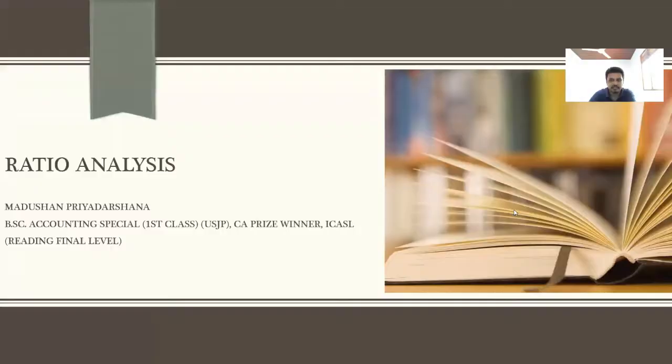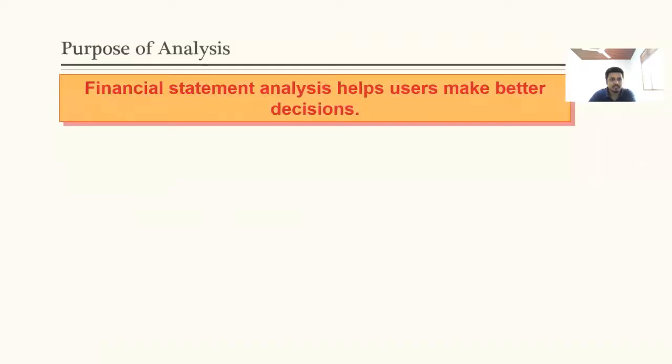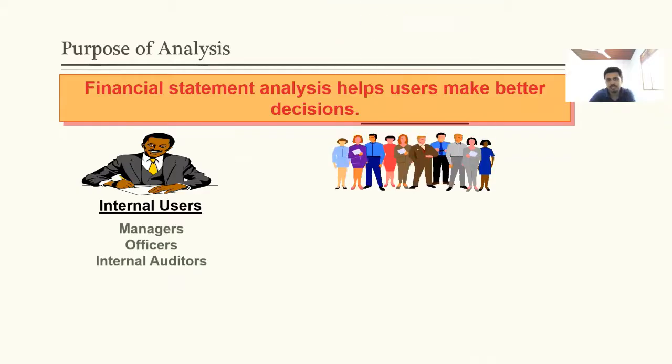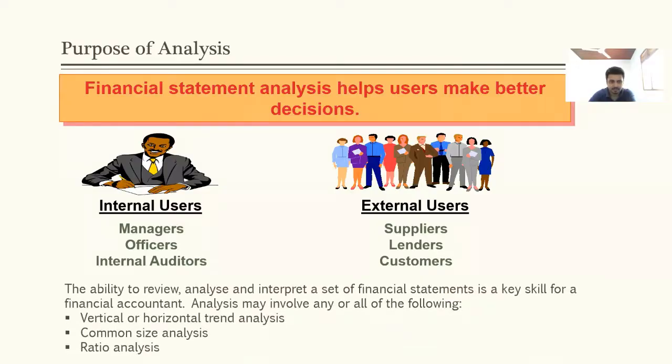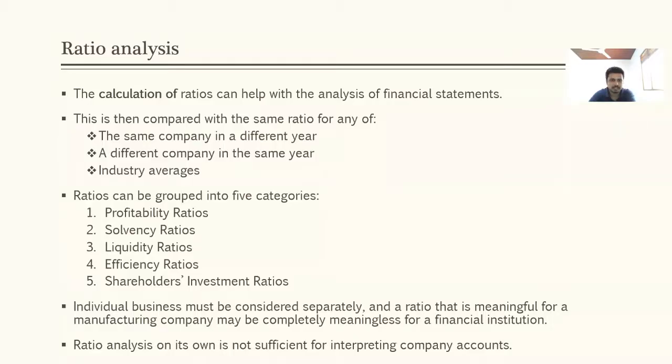Okay, so far what I have discussed was the summary of this note which I have provided to you. Financial statement analysis. The purpose of analyzing financial statements is to make better decisions, for users. Users are of 2 types, internal and external. There are different techniques we can use to analyze financial statements, like vertical analysis, horizontal analysis, trend analysis, common size analysis, as well as ratio analysis. So our main focus here is on ratio analysis.